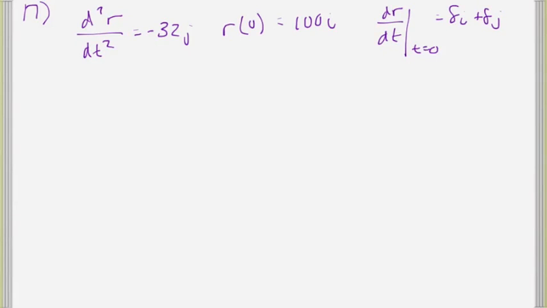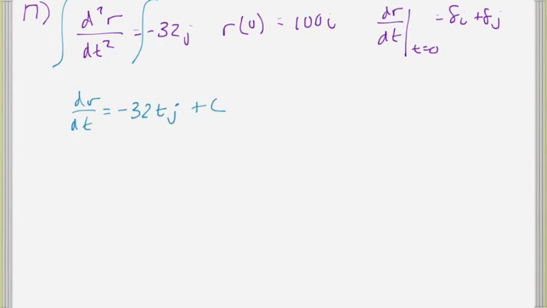Solve the initial value problem for r means we need to get an r equals equation out of this thing. So we're going to start with the only kind of equation that we have, which is the second derivative of r. So we're going to start by integrating that. That'll get us to just the first derivative. And when I integrate negative 32j, I get negative 32tj plus c.